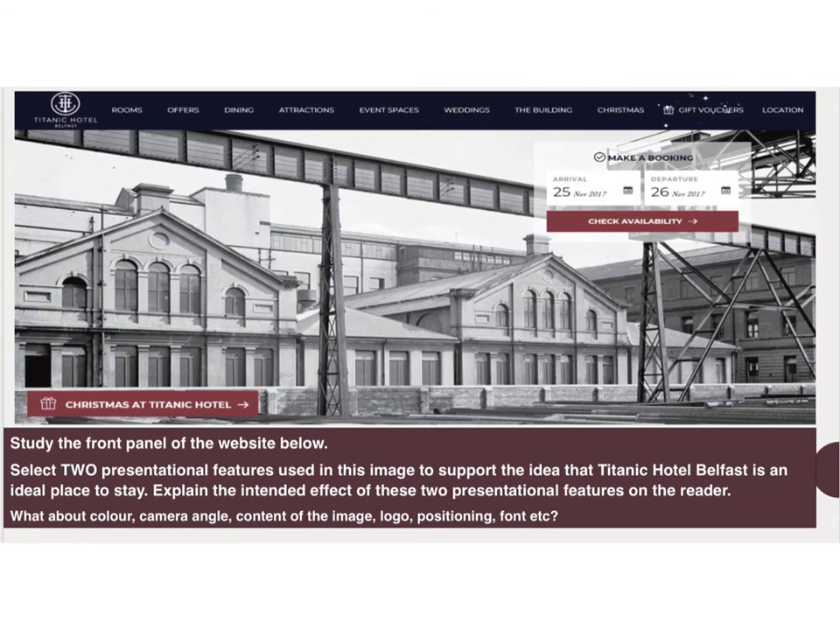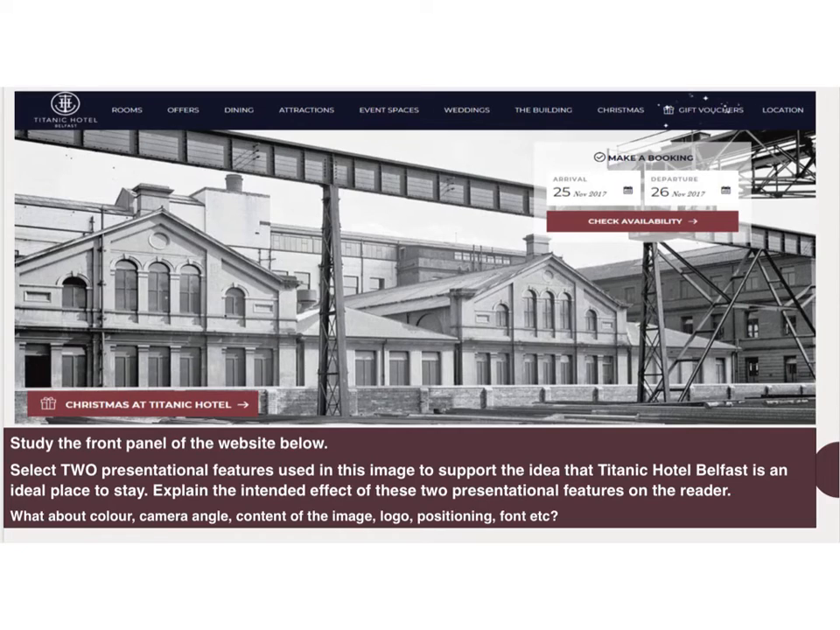Now, hopefully that should help your analysis of task 4. But what about task 5, which would have been the old presentational question but is now much shorter than the previous multimodal unit? So I've come up with this. Again, it's from the Titanic Hotel website. I've tried to base most of my resources on the SEA sample assessment material.